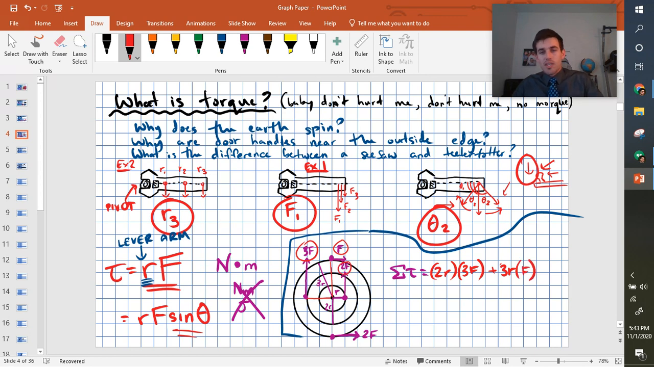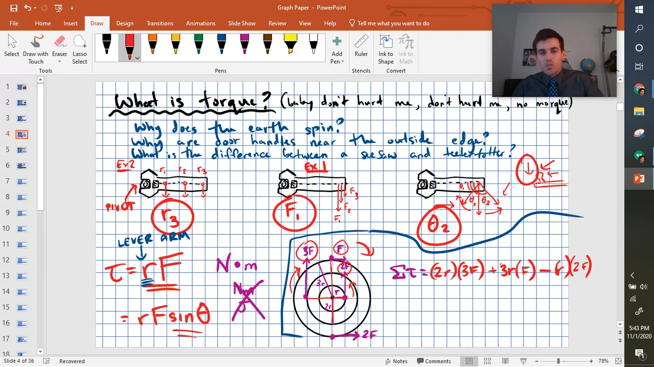My next one's going to be this one right here. This one's going the opposite direction. You can see that this 3f would spin it that way. This one here would spin it that way. But this 2f is going to spin it the opposite direction. So I need to subtract that one because it's going the opposite direction. So this is 1r away. That's my lever arm distance. And then 2f is the force.